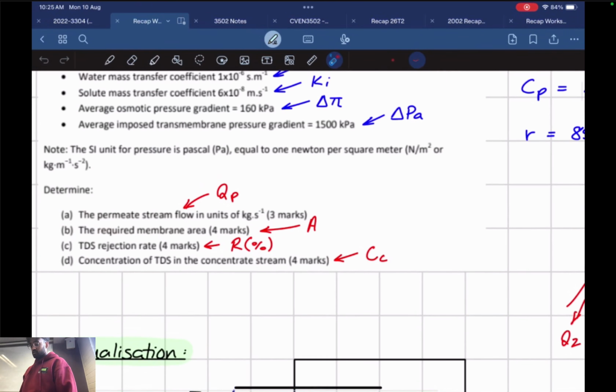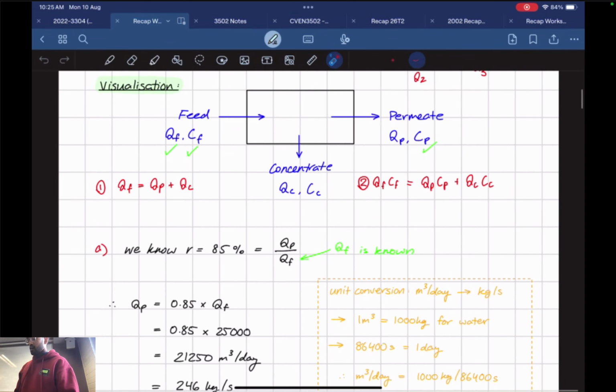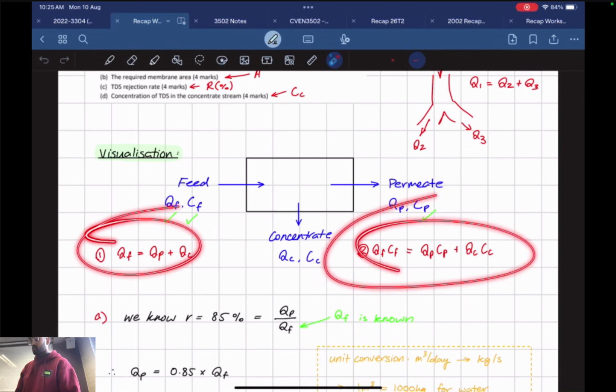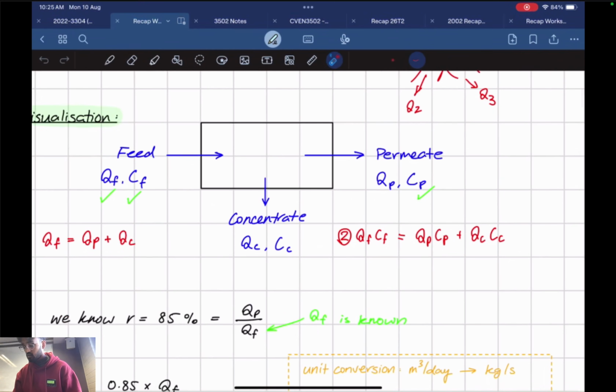Alright, last question. Concentration of TDS in the concentrate stream. So, concentration of the concentrate, we talked about it, it's going to be CC. This is pretty much where these formulas come into play. If we take a look at this, we know what QF is, we know what QP. We can figure out what QC is. Using that value of QC, we know QF, CF, QP, CP, and QC. The only unknown is CC. So we're going to do a bit of rearranging twice. Okay?